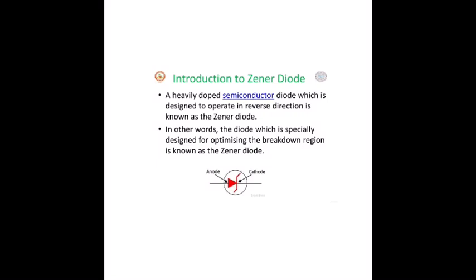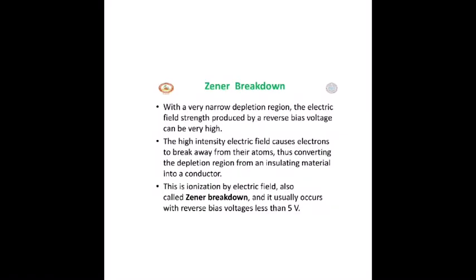There was a question asked in the previous year paper: explain the Zener breakdown. There are two types of Zener breakdown, which we shall discuss. So what are the two types? There are two mechanisms that can cause breakdown in a reverse bias PN junction.